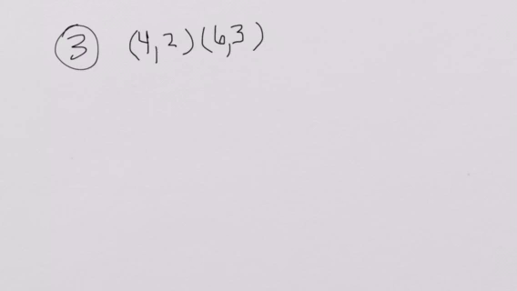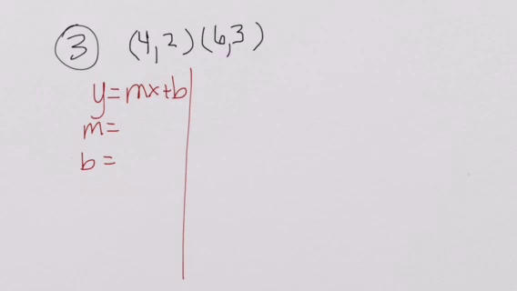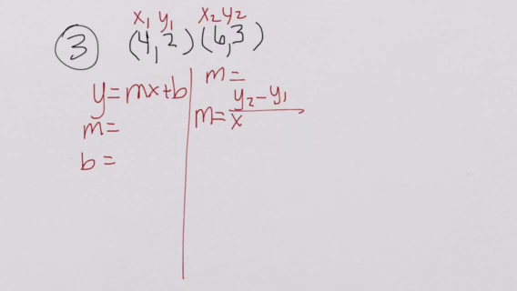Now all we're given is an ordered pair. So for the equation of the line, it's y equals mx plus b, m equals, b equals. So I'm going to need to find my m. To find m, I'm going to label this x1, y1, x2, y2. And I'm going to write my equation, m is equal to y2 minus y1 divided by x2 minus x1.